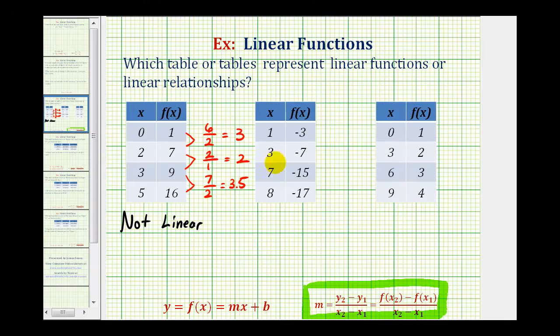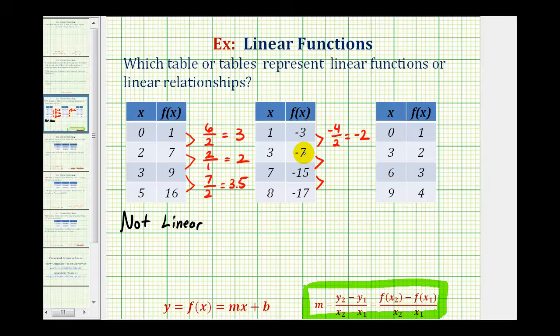Now we'll go ahead and do the same for the next 2 tables. So we'll find the rate of change here, here, and here. So negative 7 minus negative 3 is going to be negative 4. And then 3 minus 1 is equal to 2. So the rate of change here is negative 2.